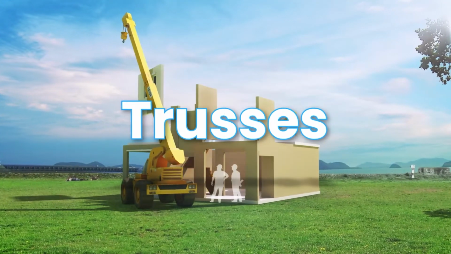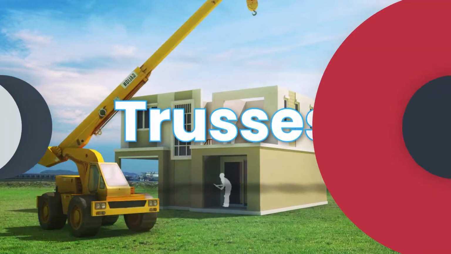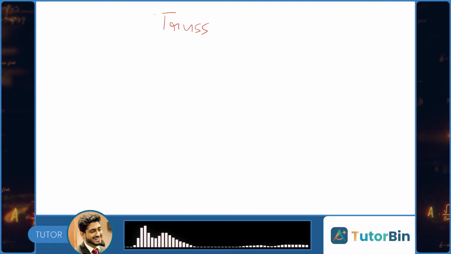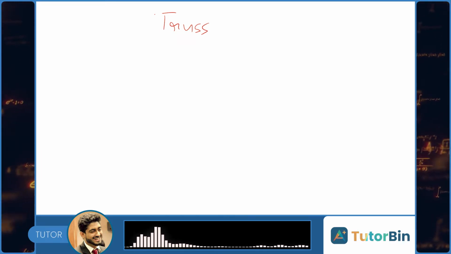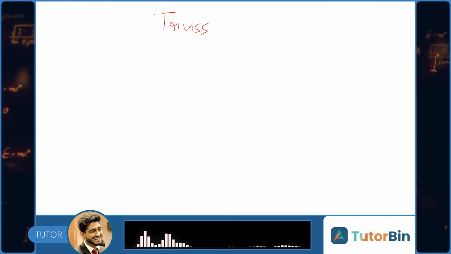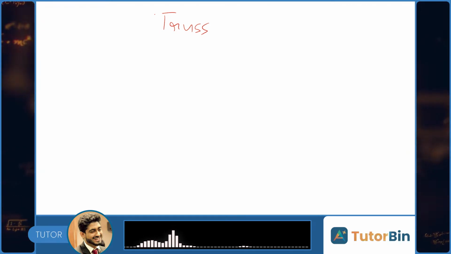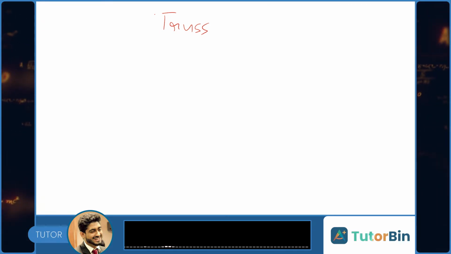Hello students, today in this video we will learn about trusses. What is a truss? A truss is basically a structural unit in which all the members are pin jointed and carry tension and compression only. There is no bending in any of the truss members. Trusses are basically used in building roofs, bridges, towers, etc.